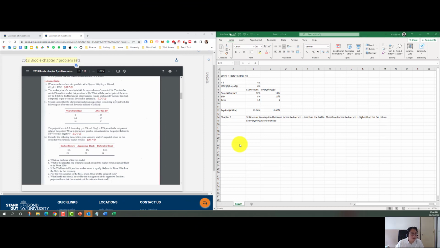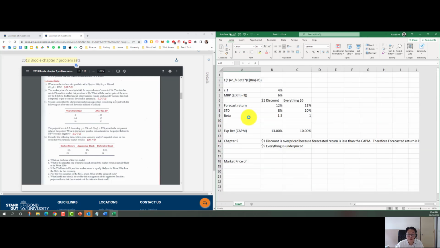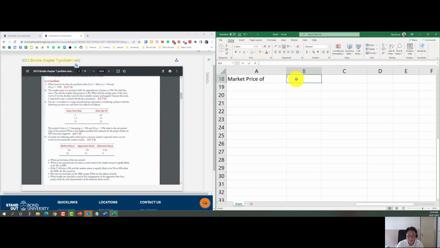Now we're going to do question 10, Chapter 7, question 10. The market price of a security is $40. All right, I'm going to write that down. Market price of a security is $40. I'm going to zoom in a little bit more to make that easier to see. It's $40. Expected rate of return is 13%.